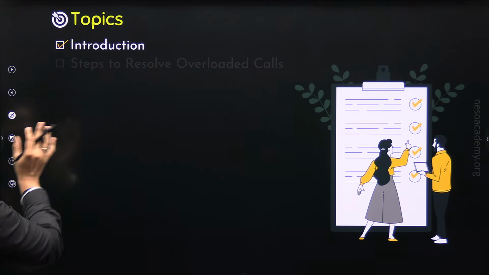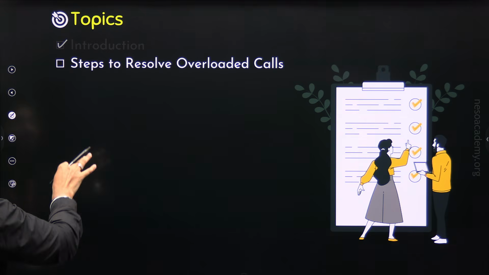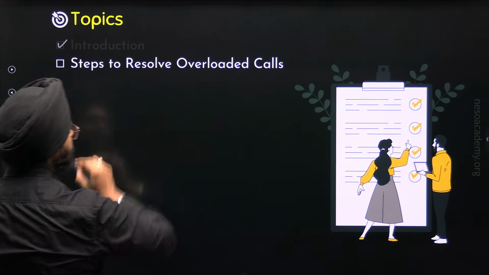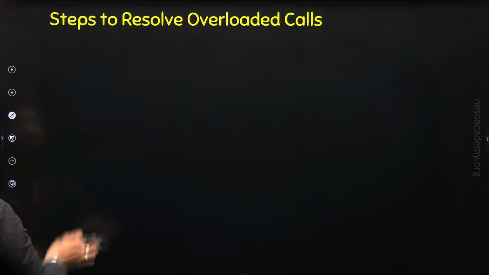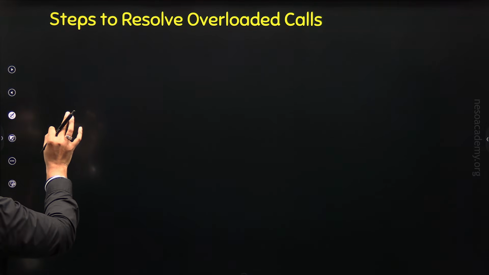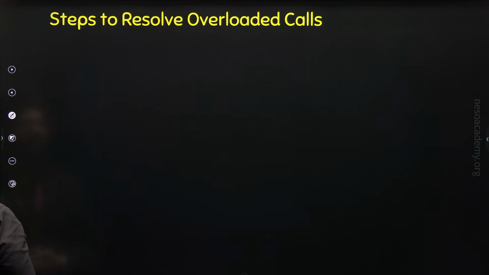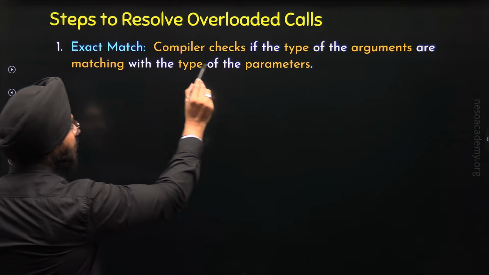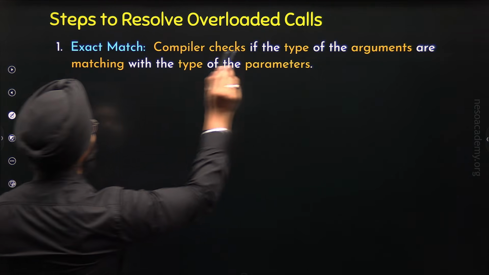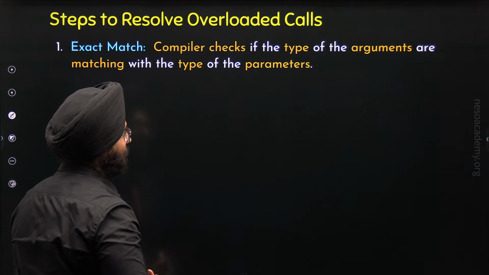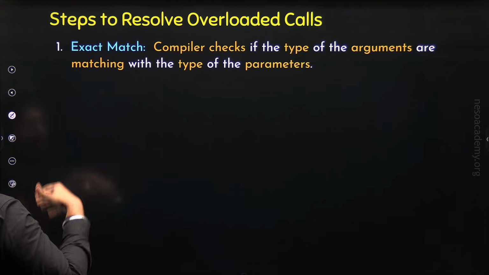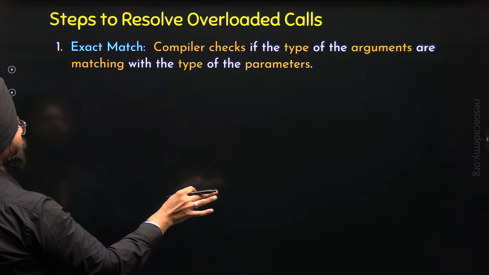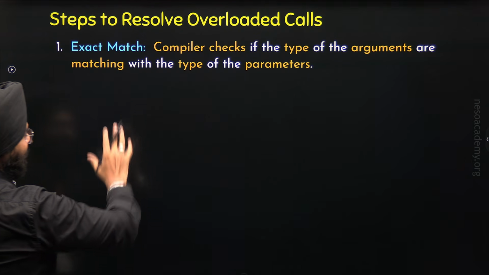Now, let's move to the second topic to understand the steps that are adopted by the compiler to resolve overloaded calls. Now here comes step number 1. The first step that is performed by the compiler is to find the exact match. The compiler checks if the types of the arguments are matching with the types of the parameters. If that's the case, then there will be an exact match, and the compiler will resolve that specific function call to the specific function definition.